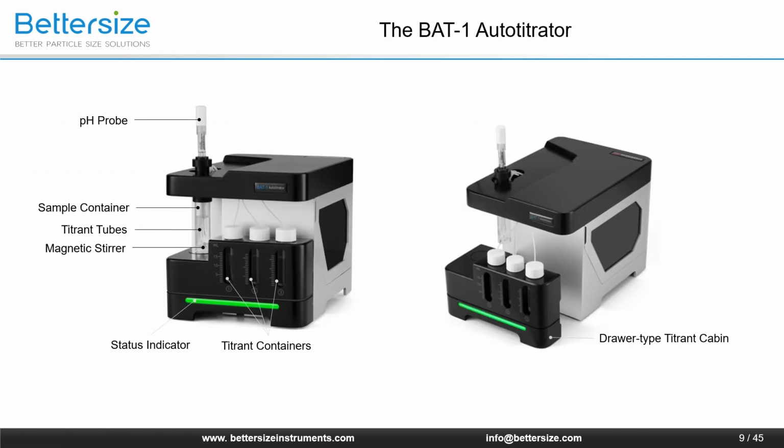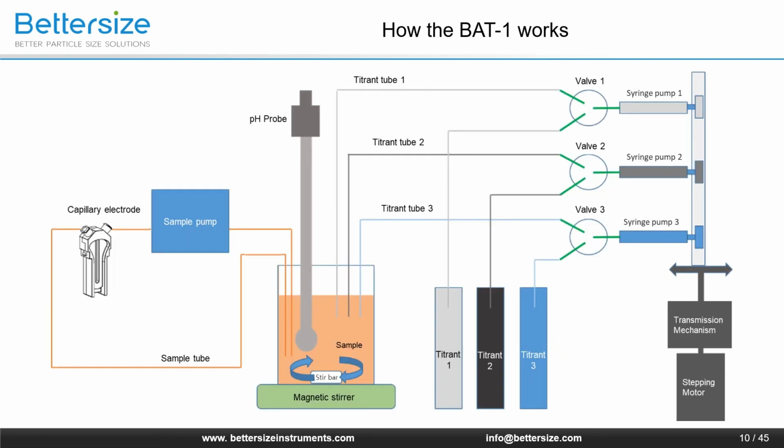The BAT-1 Autotitrator consists of a pH probe, a sample container, 3 titrant containers, a built-in magnetic stirrer, and the inside pipelines. The titrant cabin can be taken out like a jar for ease of operation. This is the schematic diagram of the pipeline. During titration, the stepping motor drives the transmission mechanism and syringe pumps to deliver the titrant into the sample container. When using titrant 1, valve 1 is open to allow titrant 1 to pass through. Meanwhile, the other 2 valves are closed. Each titrant has an individual delivery pipeline for avoiding cross-contamination.